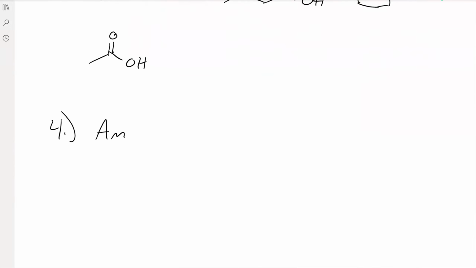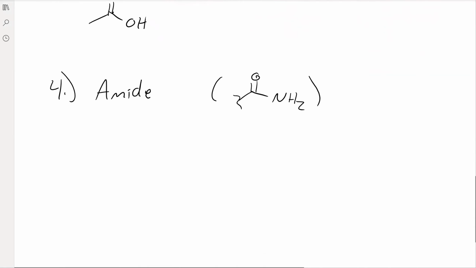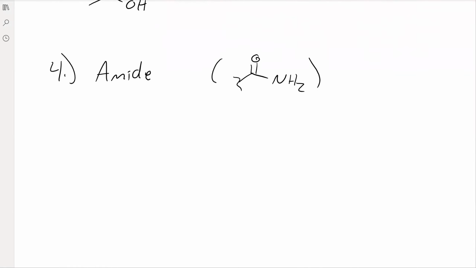Next up, we have amides, which are a carbonyl and then an amine group, so a nitrogen with 2 other things attached to it. They could be 2 H's, or they could be 2 carbons or something else, right? But either way, they make up amides.